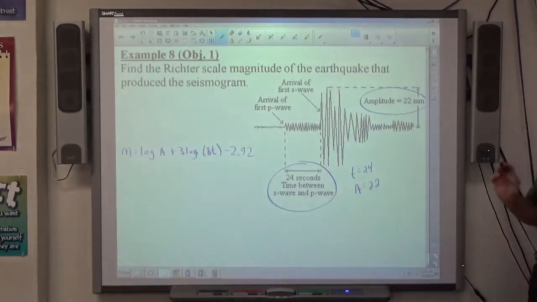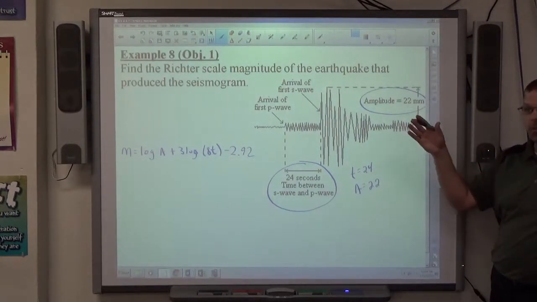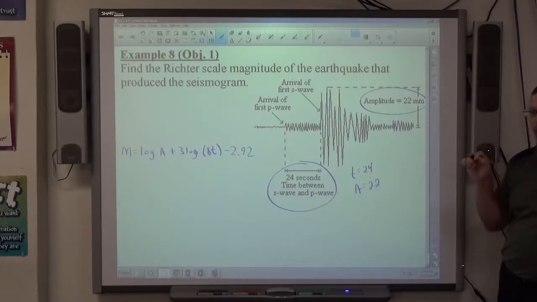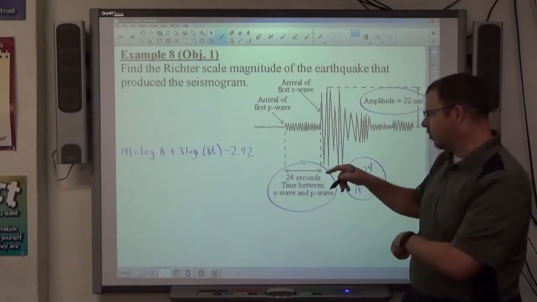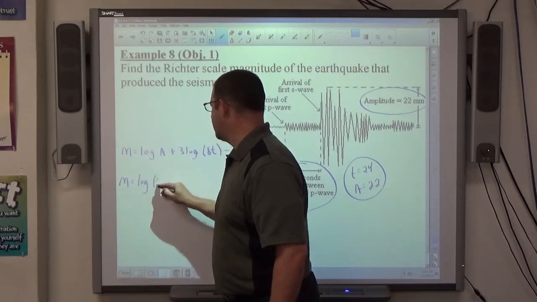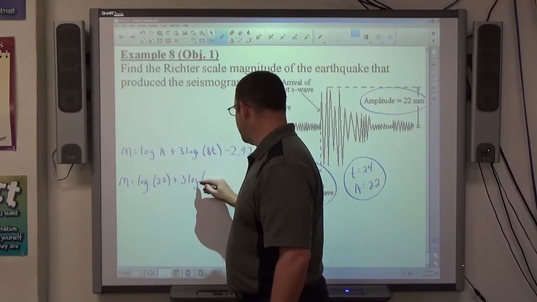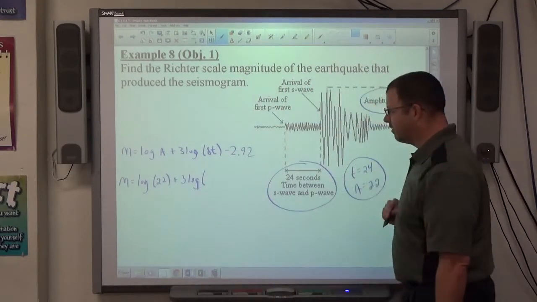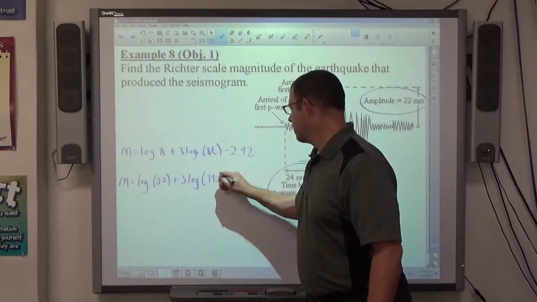Now, keep in mind, log of 8t, the 8 and the t are both the argument, so make sure that parentheses goes around that. And logs with no base written, as the formula is written there, is a base 10 logarithm. It's understood to be that. So if I substitute my numbers, t equals 24 and A equals 22, I'm going to get M equals log of A, which is 22, plus 3 log of 8 times t. 8 times 24 is 192. Minus 2.92.